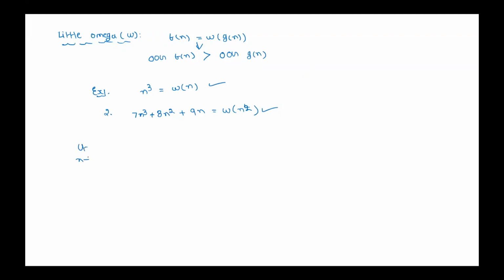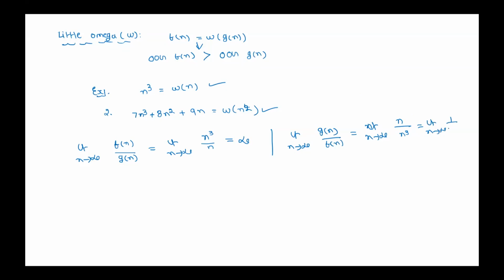limit n tends to infinity of f of n by g of n. What is this value? In case of example 1, limit n tends to infinity of n cubed by n. What is this value? Infinite. Instead of this, if I take the limit n tends to infinity of g of n by f of n, that is n by n cube, what is this value? It is 0. We will get 1 by n square, which is same as limit n tends to infinity of 1 by n square. It is 0. Is that okay?